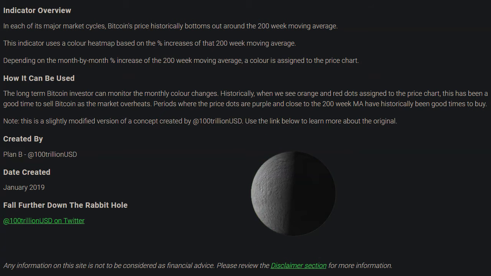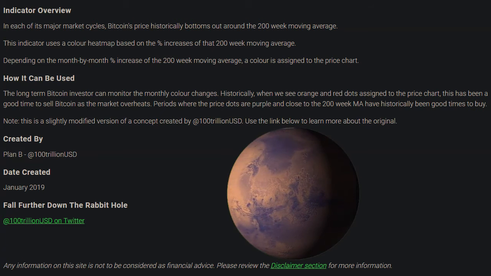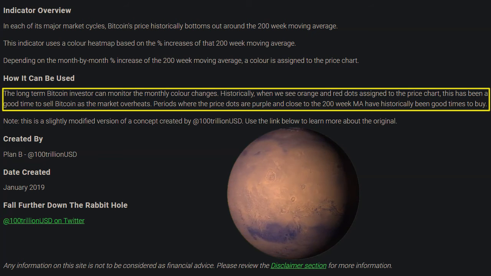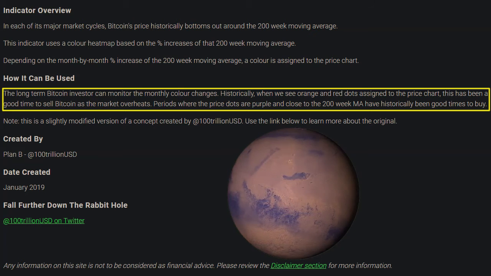In addition to this, this indicator uses a color heat map based on the percentage increases of that moving average. Depending on the month by month percent increase of the 200-week moving average, a color is assigned to the price chart. And now the fun part, how we can use this indicator. The long-term Bitcoin investor can monitor the monthly color changes. Historically, when we see orange and red dots assigned to the price chart, this has been a good time to sell Bitcoin as the market overheats. This is when we reach the peak of the bull market, like we reached in 2017.